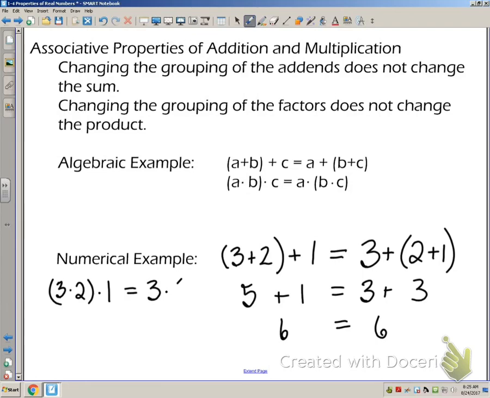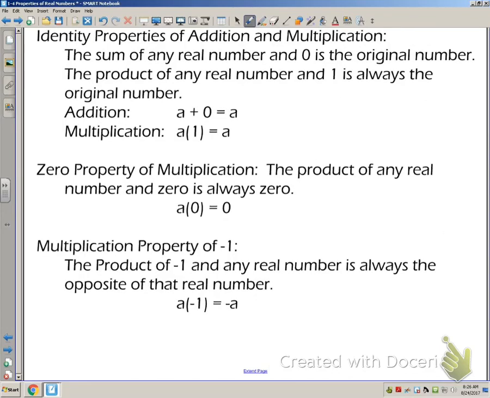So they are equivalent. The identity property of addition and multiplication says that the sum of any real number and 0 is going to be the original number. The product of any real number and 1 is always the original number. So with addition, we have a plus 0 equals a. With multiplication, a times 1 equals a. I feel like the identity properties are probably the easiest because the identity property tells me that what I started with is what I'm going to end with.